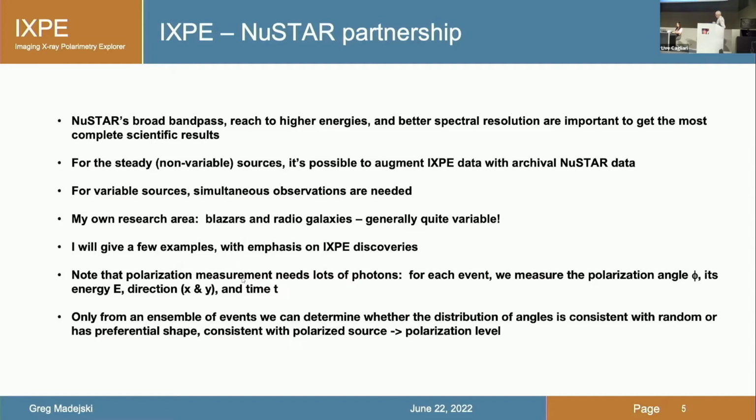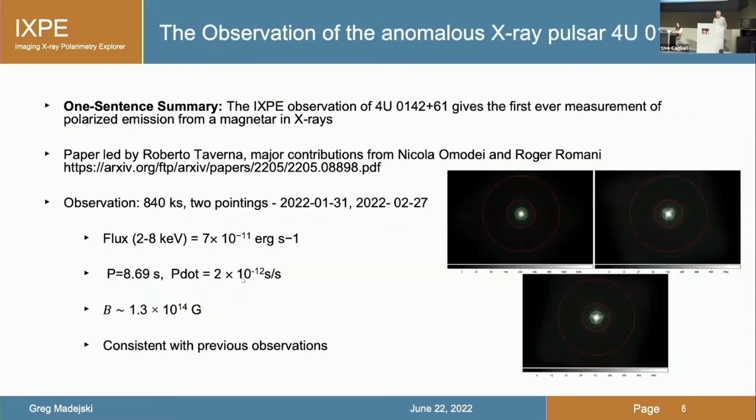All right, so let me just give you at this point a few highlights of XP. This is probably one of the most surprising results that came up, and many of you might have seen it. This is a paper led by Roberto Taverna, and it's been posted on the archives probably about 2 weeks ago or so. Needless to say, those anomalous X-ray pulsars have extremely high magnetic field. This is a magnetic field on the order of 10 to the 14 Gauss, and this is not any of the information that we got from XP observation itself. This is something that has been known about the source in the past.